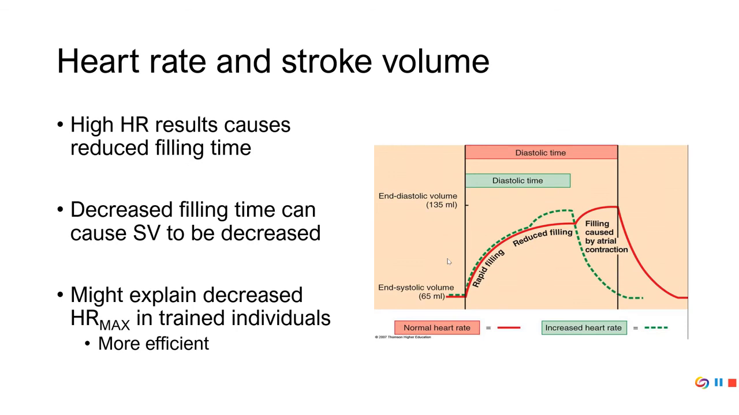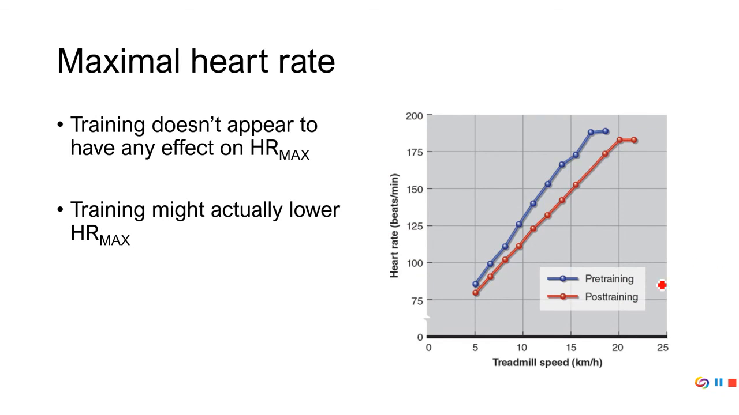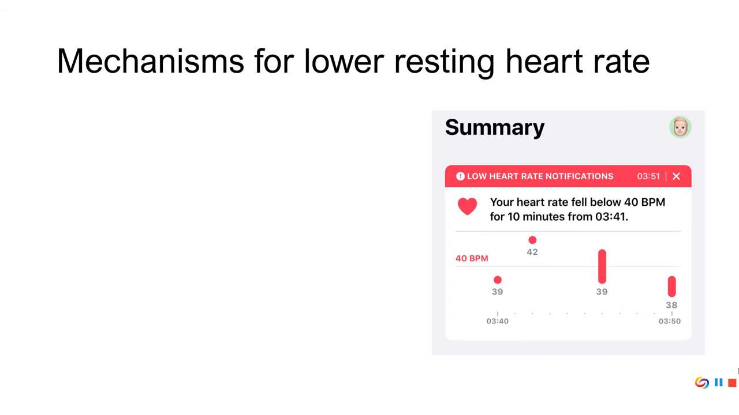All right, we talked about this a few minutes ago, but as we increase heart rate, that's going to decrease filling time. If I have decreased filling time, that means my stroke volume is going to be less. And this could be what causes the decrease in heart rate max. You just get to the point where you're not able to compensate for that reduced filling time. You're already pumping out so much blood. If we go back to this figure here, actually I'm going to go back a couple here.